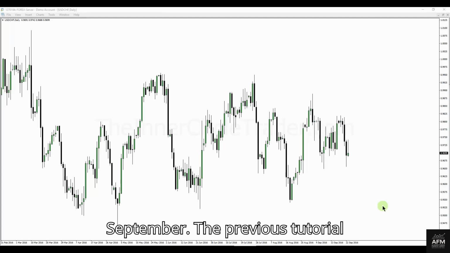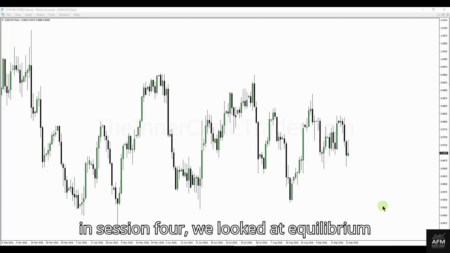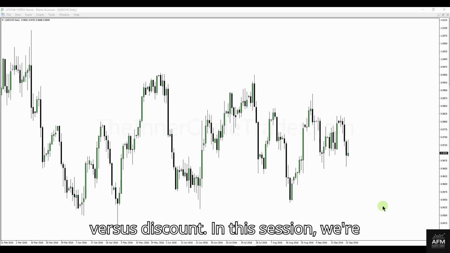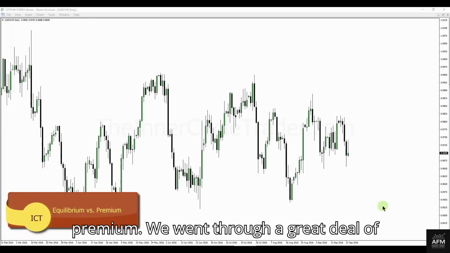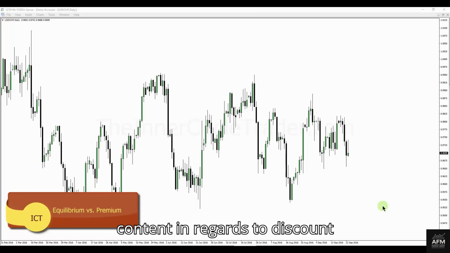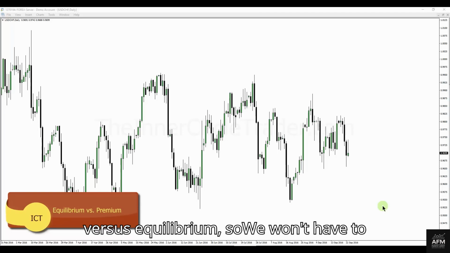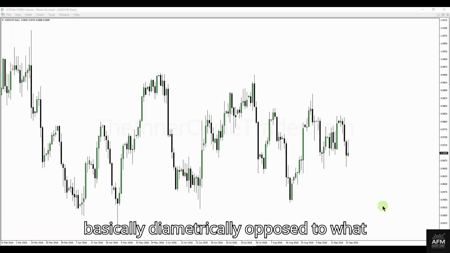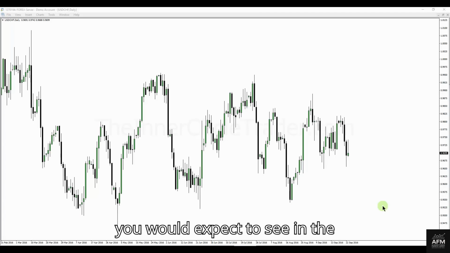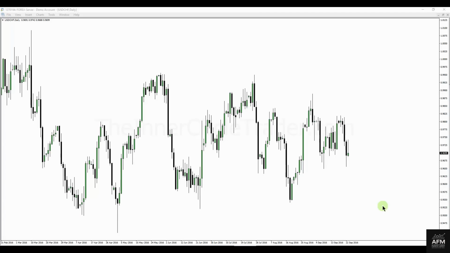The previous tutorial in session 4, we looked at equilibrium versus discount. This session, we're going to be looking at equilibrium versus premium. We went through a great deal of content in regards to discount versus equilibrium, so we won't have to spend so much time with this tutorial, because everything we're showing here is basically diametrically opposed to what you would expect to see in the equilibrium versus discount teaching.